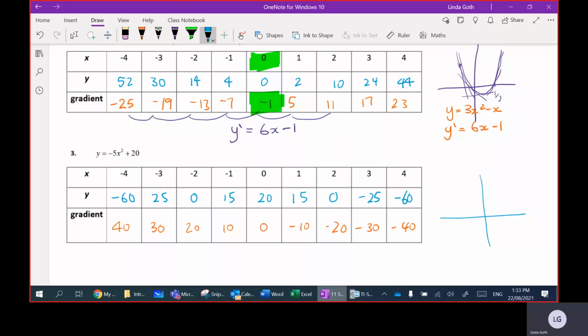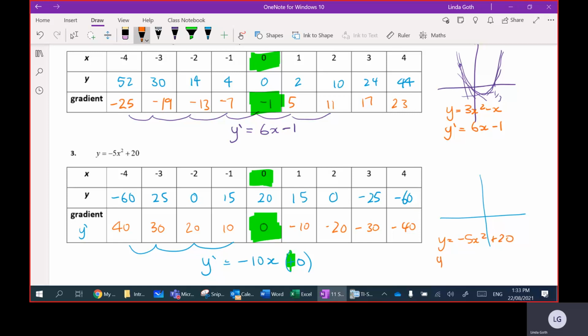Now again, you would have seen a nice pattern here for our gradient function. These ones are going down by 10. So y dash is going to be equal to -10x. When x is equal to 0, our y dash function is 0, so we wouldn't bother putting plus the 0 there. Okay, so what we've started with, y equals -5x squared plus 20, and that y dash, the gradient function, was equal to -10x. So again, you might be seeing a nice pattern here, and we'll have to see if it works with our next one.